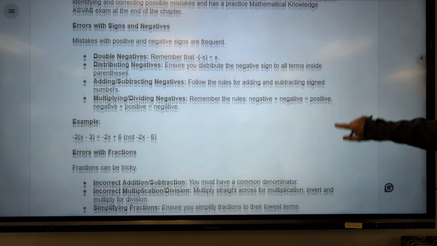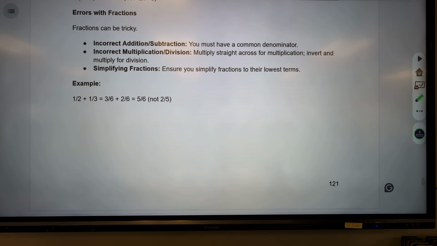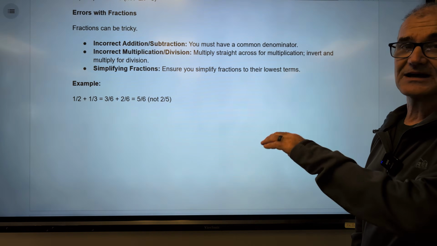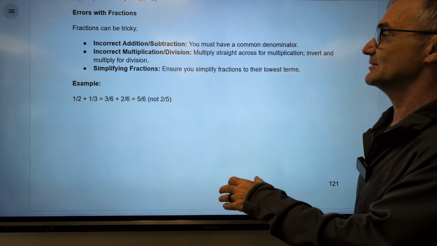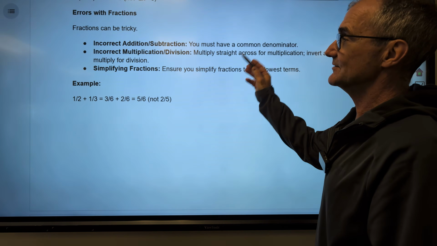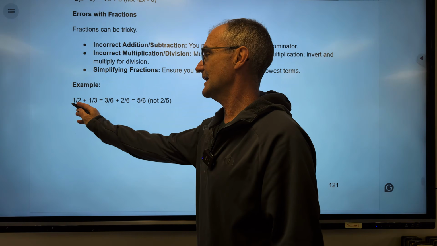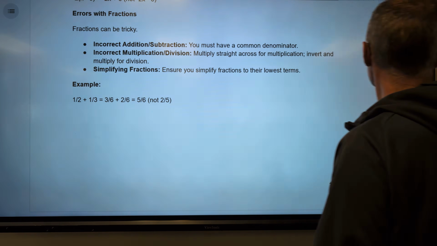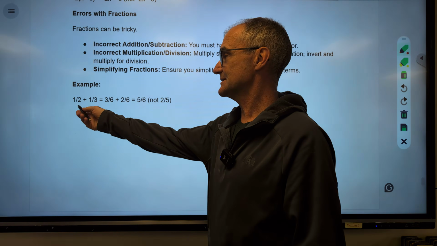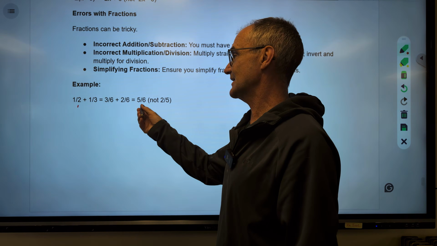Okay, the next thing to really be aware of is fractions. You don't want to make any mistakes with fractions. Surprisingly, addition and subtraction of fractions is a lot harder than multiplying and dividing. Remember, to add or subtract fractions, you have to have a common denominator. So if I have 1/2 plus 1/3, I've got to get that common denominator of 6. So I turn this into 3/6 plus 2/6 to give me 5/6.